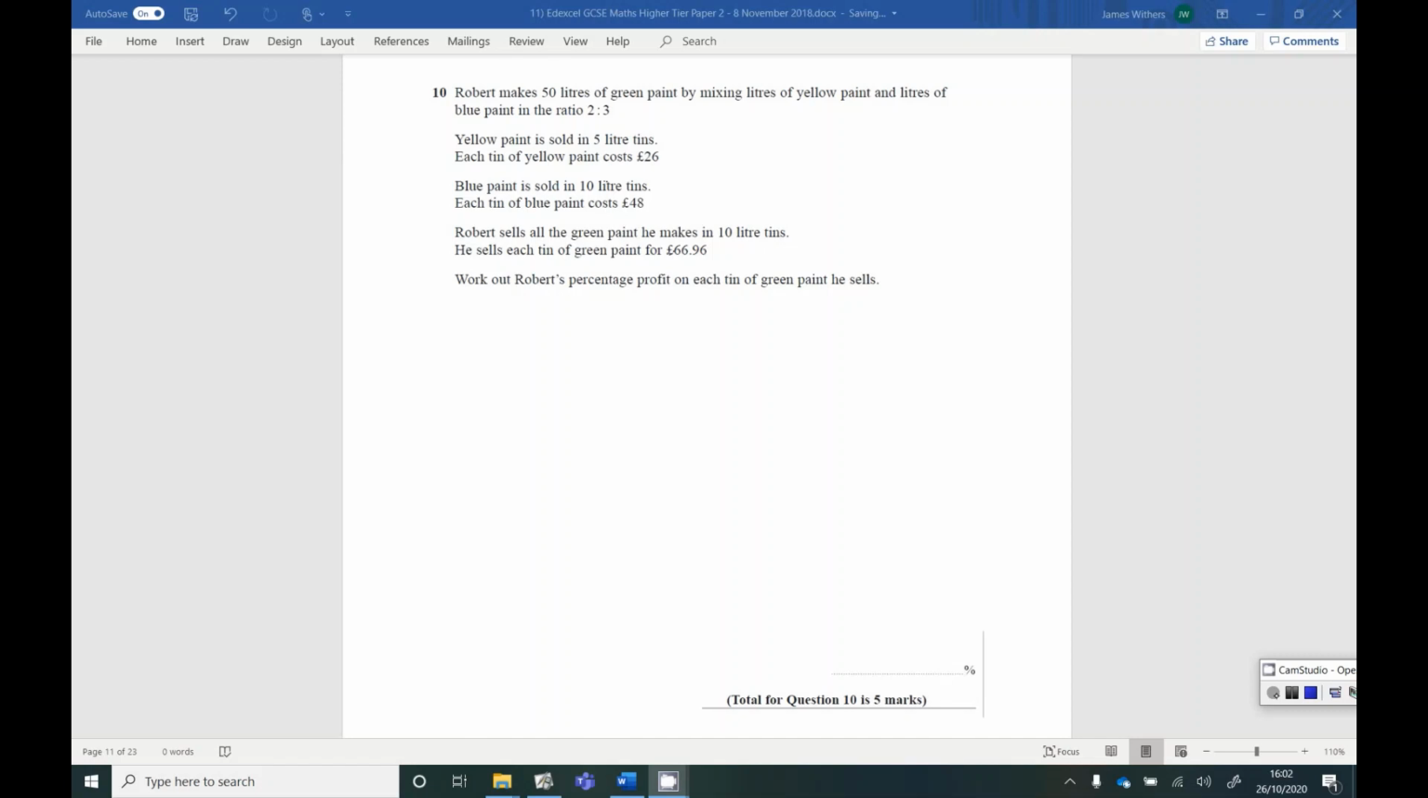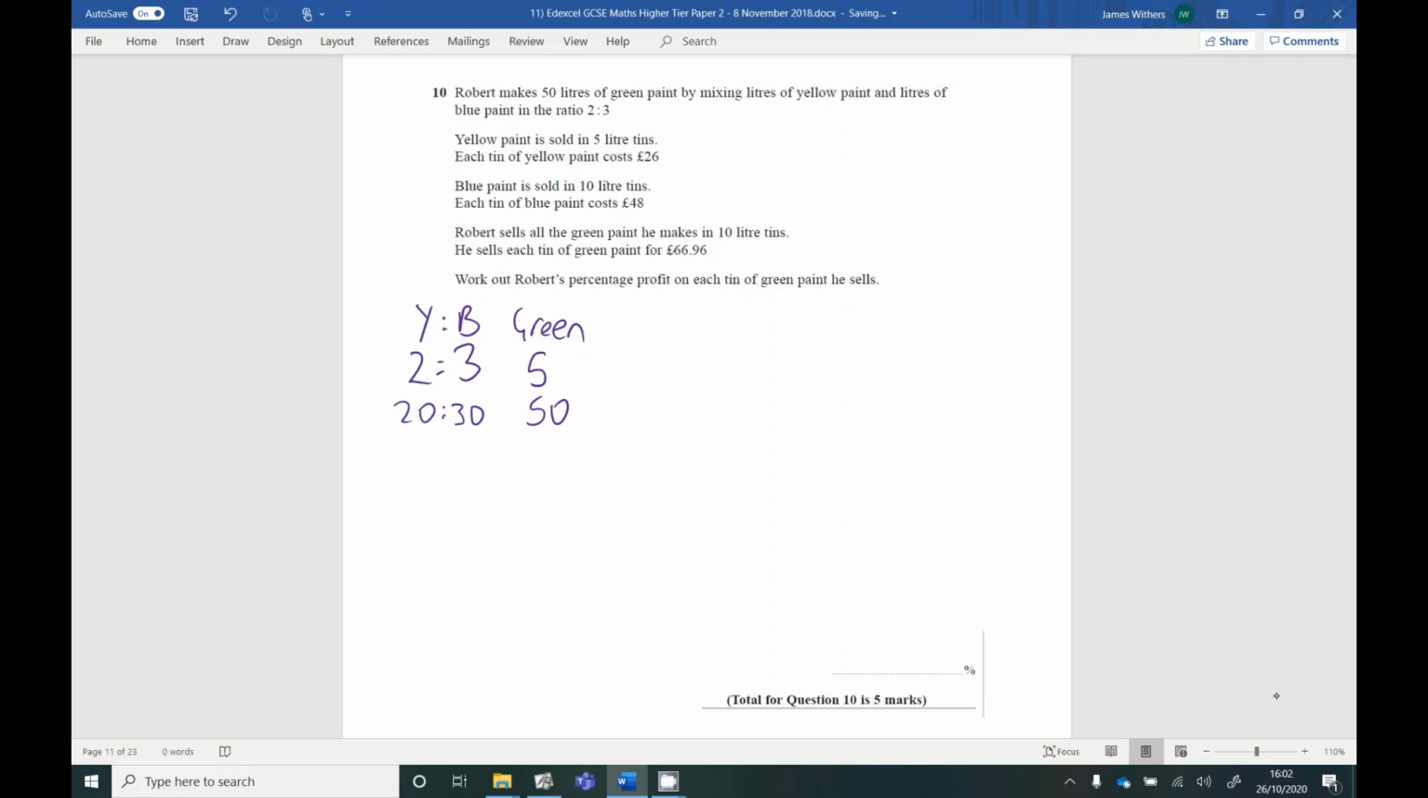Okay, so it's yellow to blue paint. The ratio of yellow to blue is 2 to 3, and we're going to make 50 litres of green paint. So yellow and blue, when it's mixed together, gives us the green paint. So 2 to 3 to 5. So to make 50 litres of paint, multiplying everything by 10, we're going to need 20 yellow and 30 blue to make 50 lots of green.